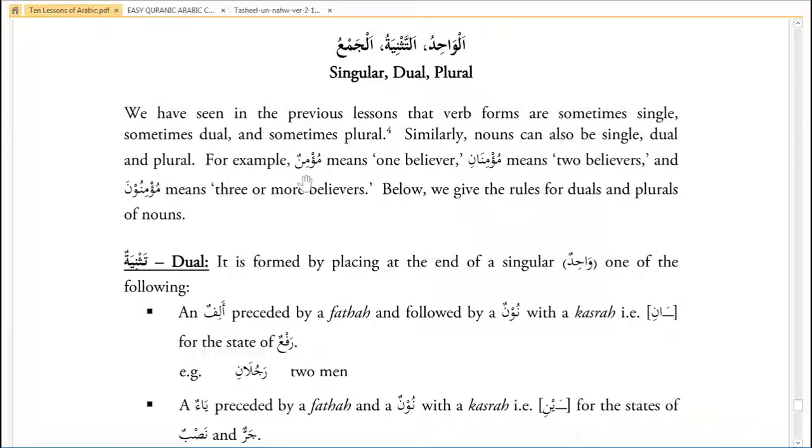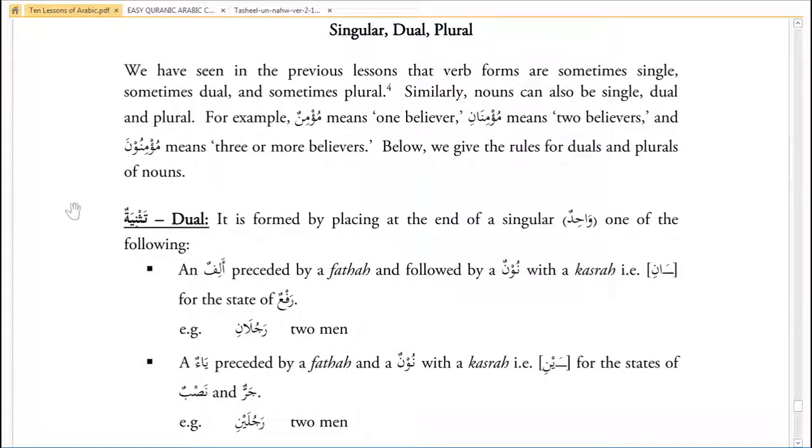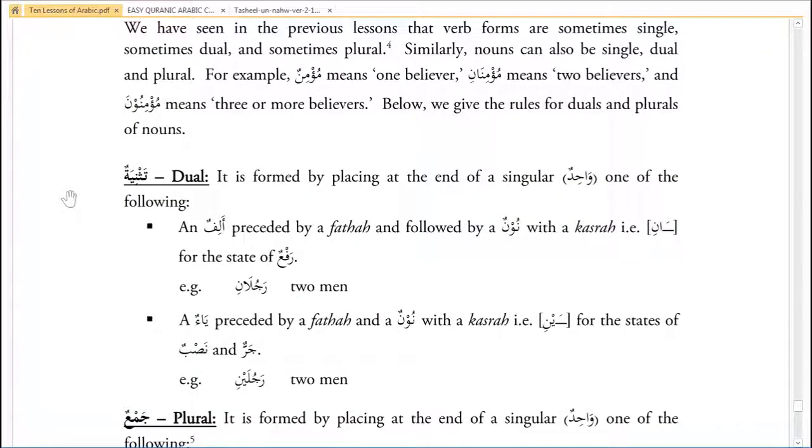So مؤمن is one believer, and to make it dual it will be مؤمنان, two believers, and مُؤْمِنُونَ, more than two believers, three or more. So مُؤْمِنٌ, مُؤْمِنَانِ, مُؤْمِنُونَ. We have studied this in the فاعل section, if you remember. So تثنية, how do you make تثنية?